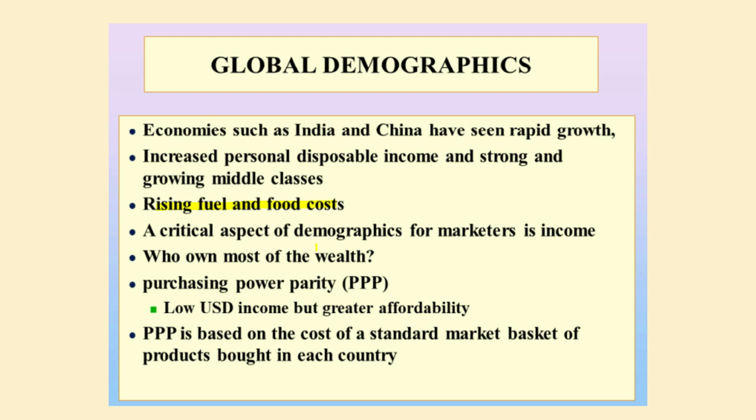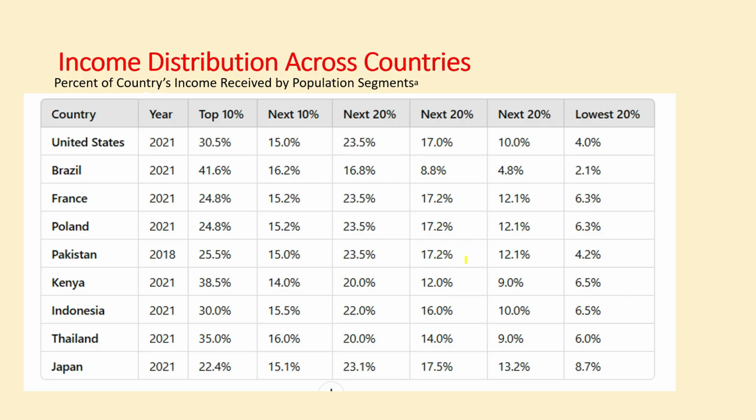So PPP, or purchasing power parity, is based on the cost of a standard market basket of products bought in each country. So that may not be the same. Levi's may not be selling the same products as they are selling in the USA. They may be selling some of their low-end products in other countries. And you can see this income distribution across countries is a very good way in which marketers can see the opportunity for different products all across the globe.